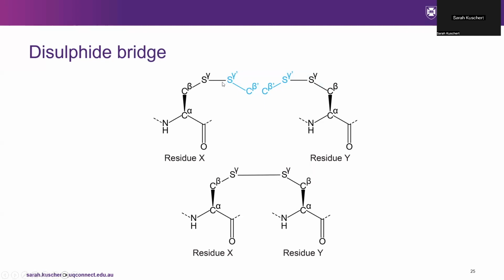You would then provide the linking bond name. So you would say for residue X, the bond exists between S gamma and S gamma prime, and between residue Y, again, S gamma and S gamma prime. You would then provide overlap atoms. You would tell the library linker that C beta of residue X is equivalent to C beta prime of residue Y, and likewise with the sulfides and the additional carbon.